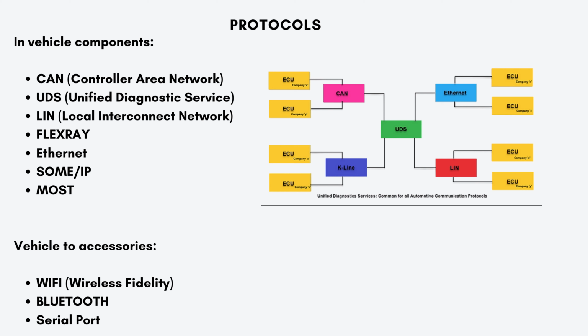Now let's take an example of how the vehicle to accessories protocols are used. Let's say you are driving a vehicle and you want to connect your mobile phone with the vehicle so that when you get any calls, you can simply pick up the call with the buttons allocated in the vehicle. In that condition, you are going to connect the mobile phone to your vehicle using Bluetooth.